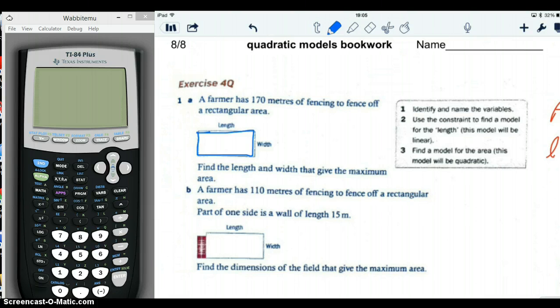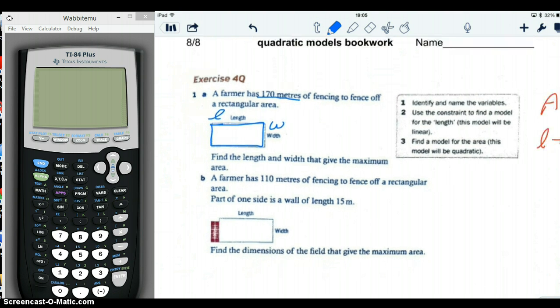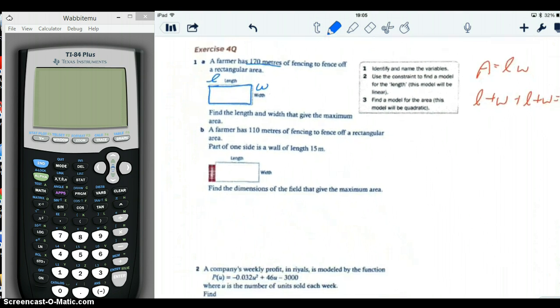Okay, so let's call the length L and the width W because we're going to make them into variables. We don't know how long they're going to be, but we know that we're going to add all the fence up and it's going to be 170. So the equation to find the area of a rectangle is area equals length times width.